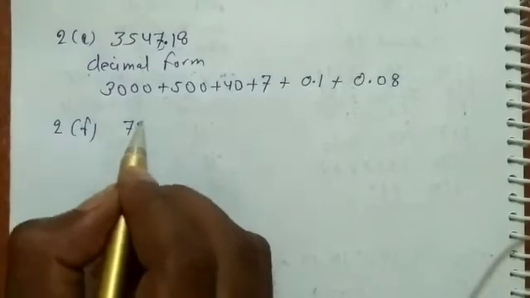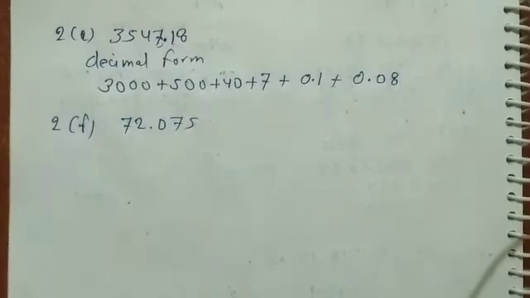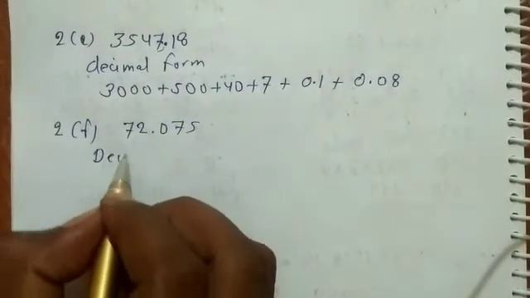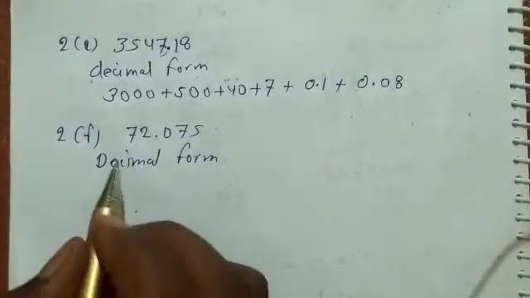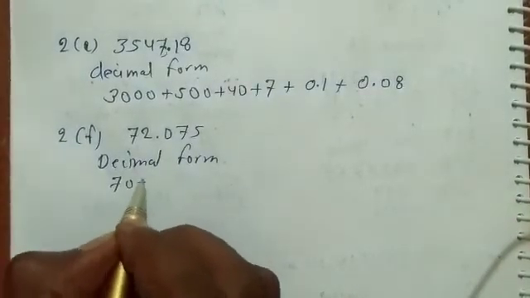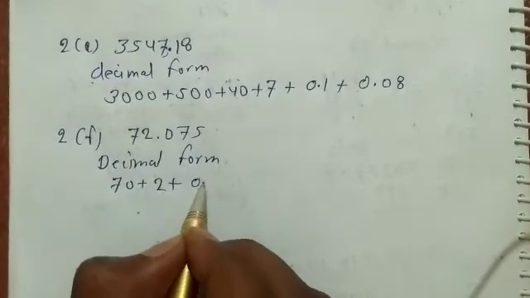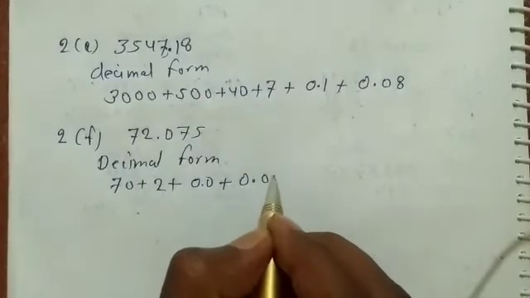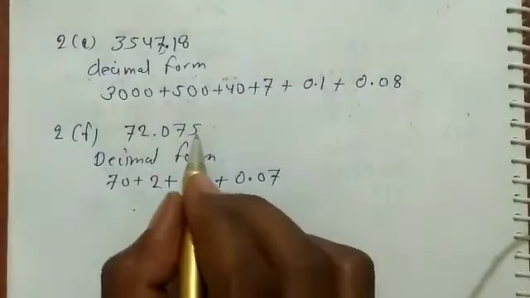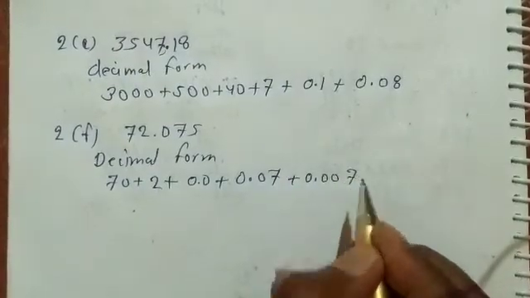This is question number 2, part F. This is 72.075. Its decimal form will be 70 plus 2. This is 72, plus 0.0, and then plus 0.07 at the hundredth place, and the thousandth place is 5, meaning 0.005.